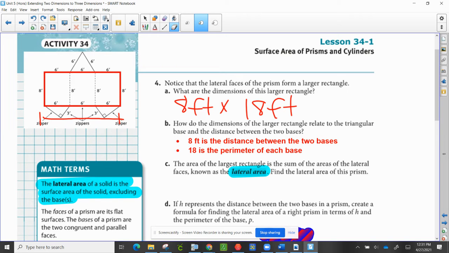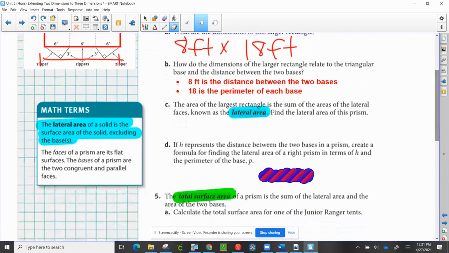Okay, 8 feet is the distance between the two bases, and that didn't change on this picture. And 18 was the perimeter of that triangular base. So if we notice, the dimensions of the larger rectangle has the same width as the perimeter of our base. Okay, so that's what's going to lead us into finding our lateral area.